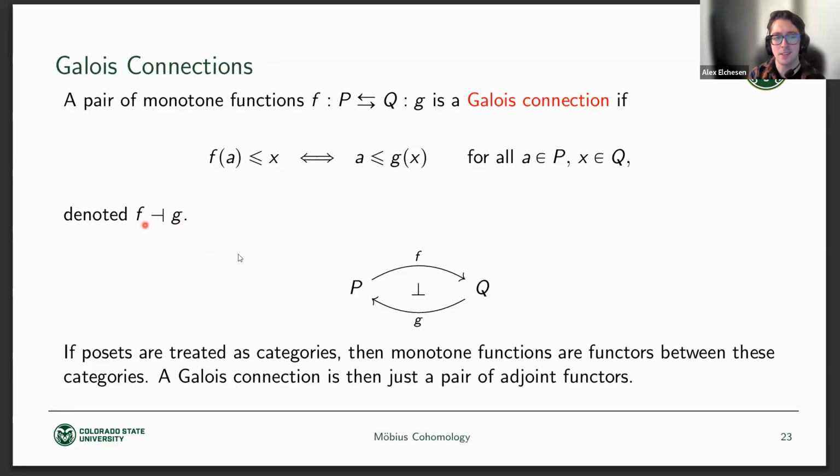That's because these really are just adjoint functors in a certain sense. If you treat P and Q as categories, like we have been, then monotone functions are just functors between those categories, and a Galois connection is exactly saying that you have an adjoint pair of functors between those two categories.